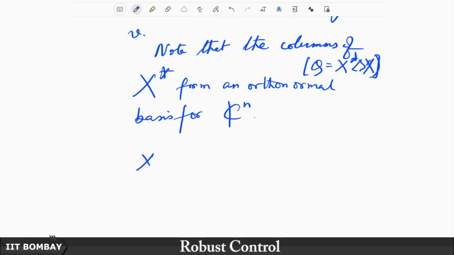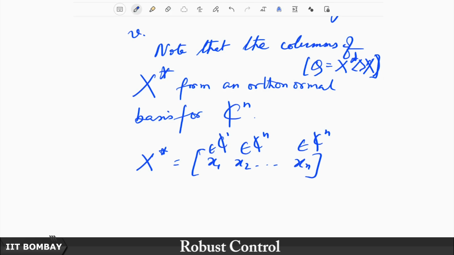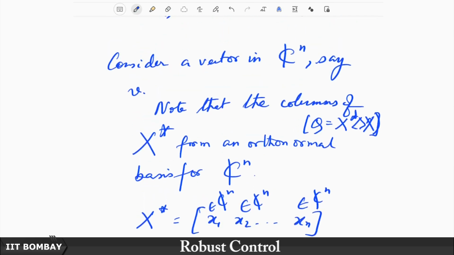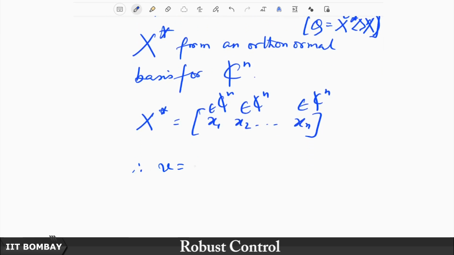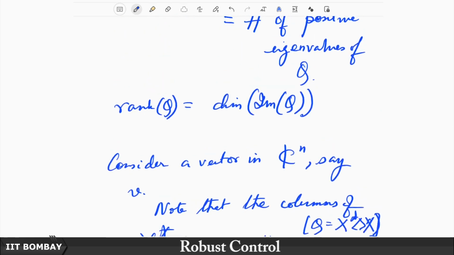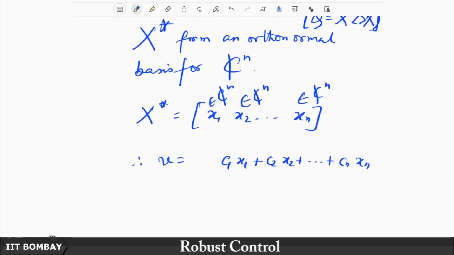So, suppose x star, like we did the other day, can be written as x1, x2 dot dot dot till xn. These are all vectors in Cn, right. So, therefore, V can be written as a linear combination of these vectors in the basis. So, V can be written as C1 x1 plus C2 x2 plus dot dot dot till Cn xn, right.